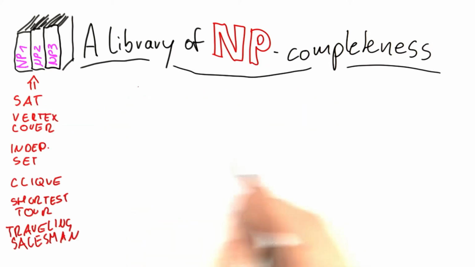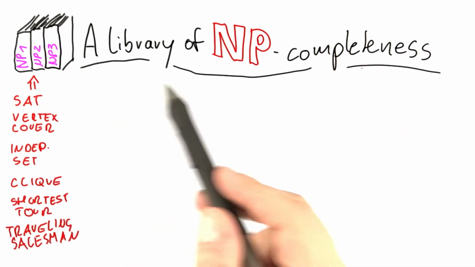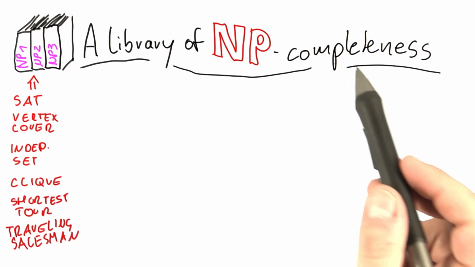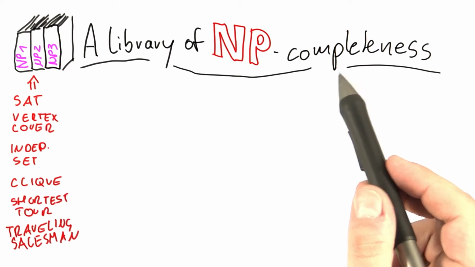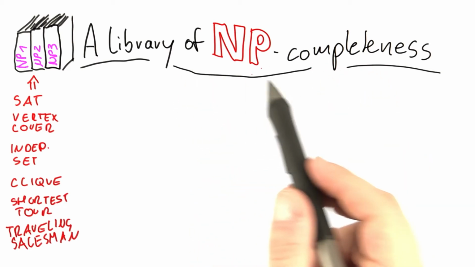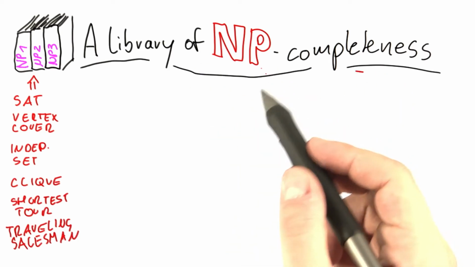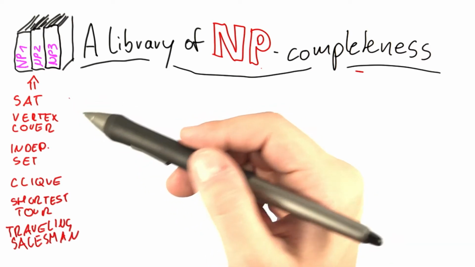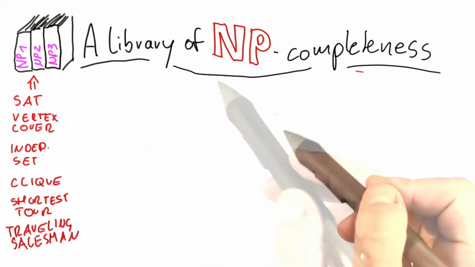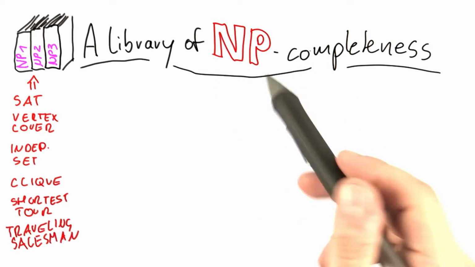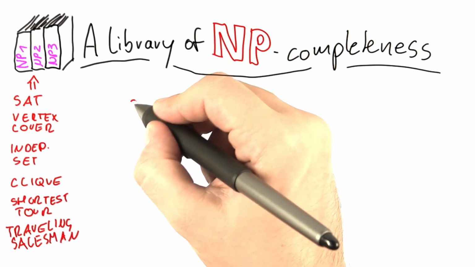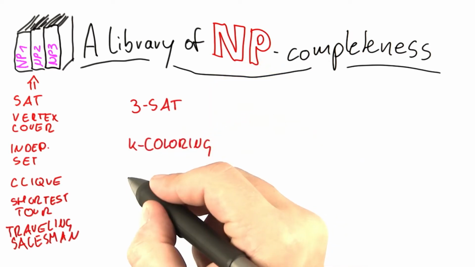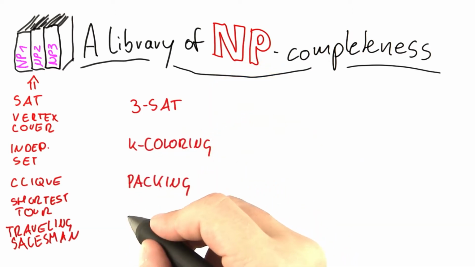Now, I promised you a library of NP completeness, so what I am going to give you now is 4 additional NP complete problems that are often very, very useful for showing NP completeness or also for recognizing NP completeness, because even before you do a formal proof, it's usually a good idea to say, oh, this problem looks very close to SAT, we better be careful, this could be NP complete. So you don't always have to do the formal proof, it can also be a good indication of how hard a problem could be. The 4 additional problems I would like to show you are a problem called 3-SAT, a problem called K-coloring, a problem called packing, and a problem called common substring.